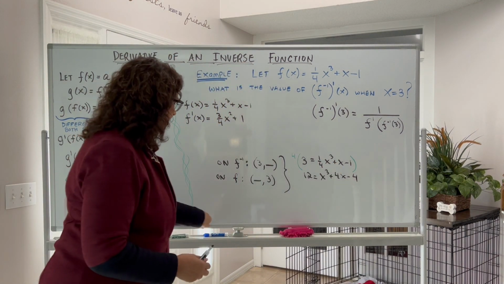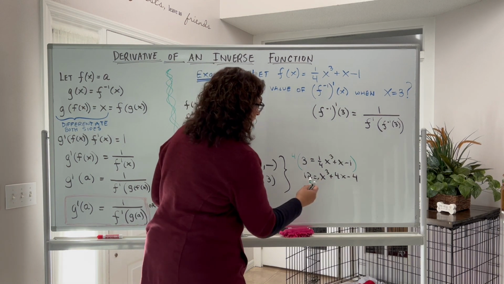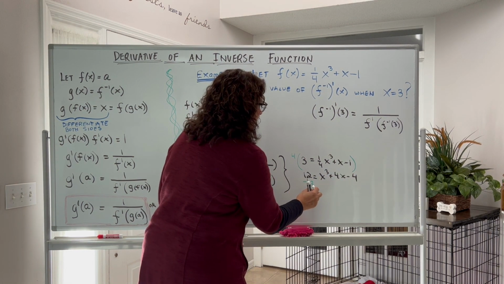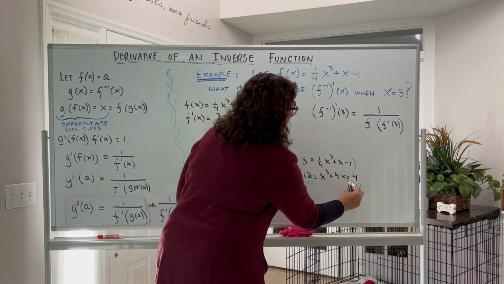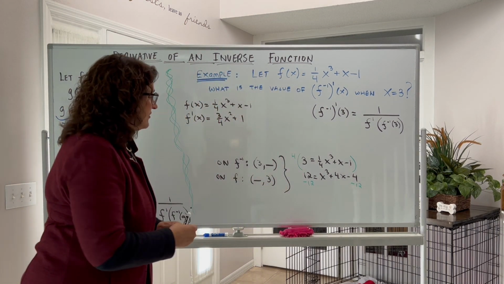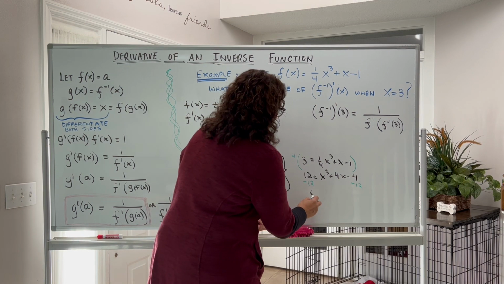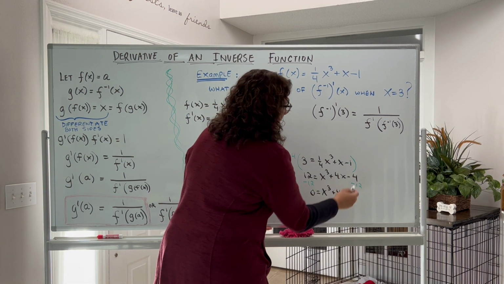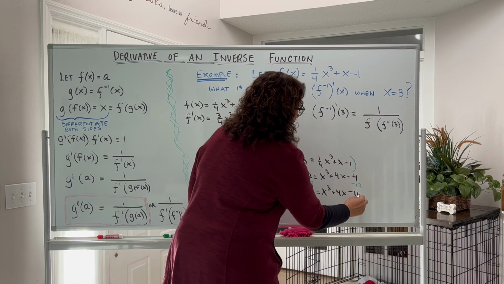Then let's get our cubic on one side and 0 on the other. Subtract 12 from both sides. On the left side you have 0, equals x to the third plus 4x, and then negative 4 minus 12 is minus 16.